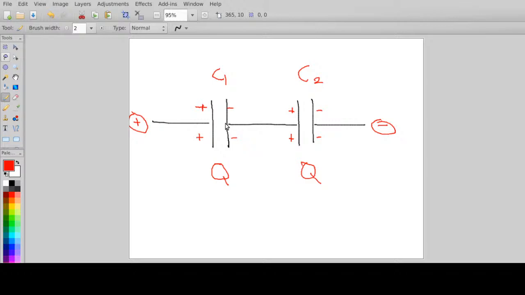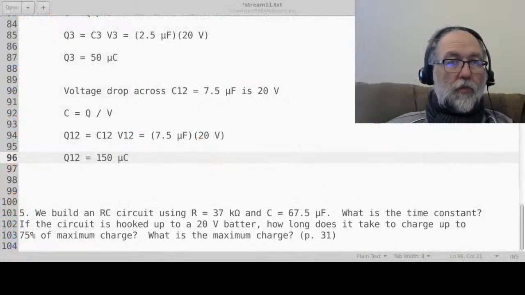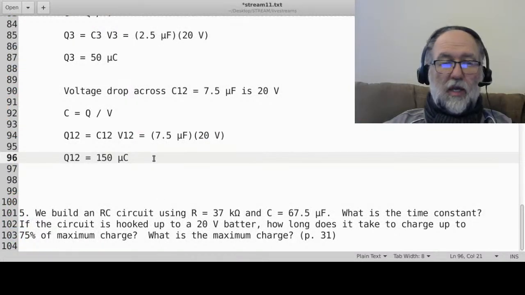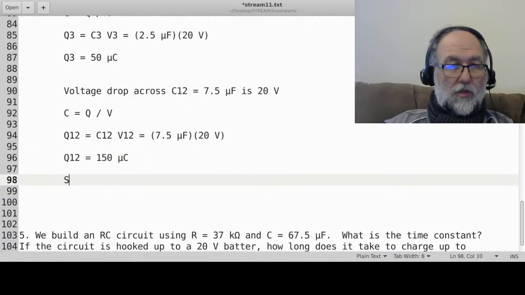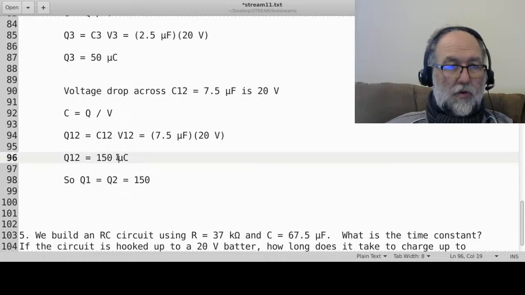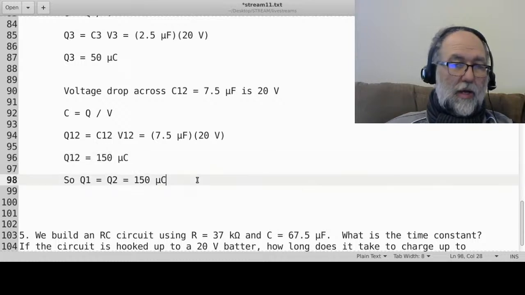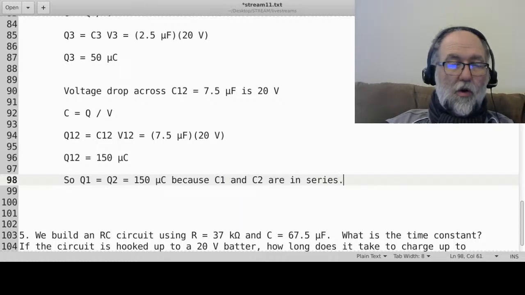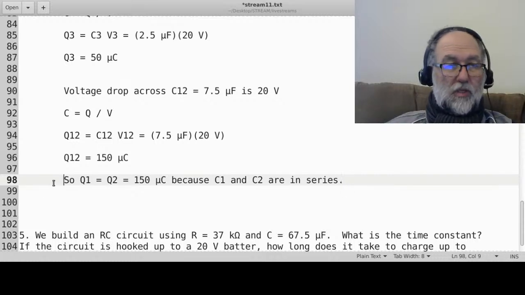So whatever the charge is on C1, that's the charge on C2. And guess what? That is the charge of C1, C2. Okay, and so if we go back to here, we can now say Q1 is equal to Q2 is equal to 150 microcoulombs. You say, well, why is that? Because C1 and C2 are in series. That doesn't work in parallel, but it works in series.